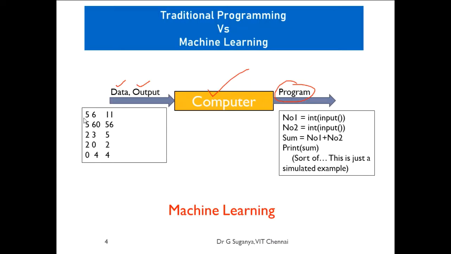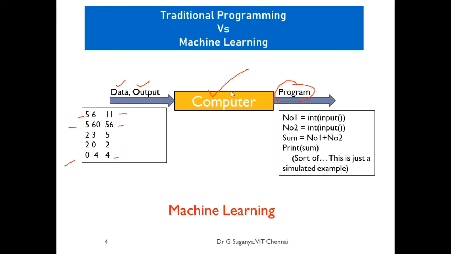As an example, look here, I have given a sample data set. 5 and 6 are my input, and I am giving 11 as the output. 5 and 60 gives 65, similarly 0 and 4 gives 4. If you look at this, how does it look? It's an input which just adds. The inputs get added and you are getting an output.